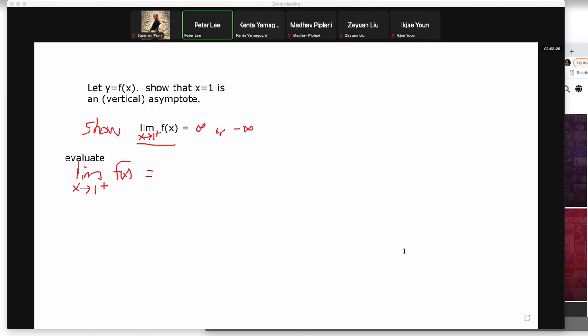Let's say show that the asymptote is y equals 2. Then what you have to show is that the limit of f of x as x goes to infinity, and now this is the right side, and hopefully this will be 2.